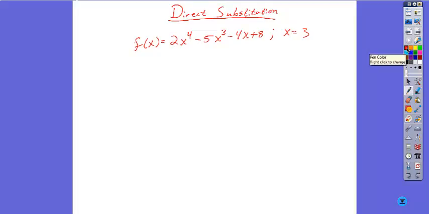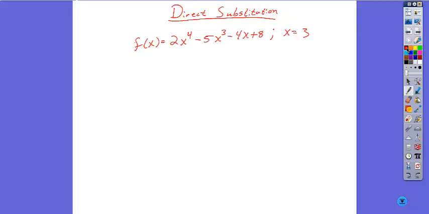Now, direct substitution is what you've been doing since you were knee-high. Okay? So we're going all the way back to like 4th grade. What does the word substitution mean? Okay, yeah, replace it, right? So what am I replacing here? X, and what am I replacing it with? 3. Okay, so that's the substitution part.